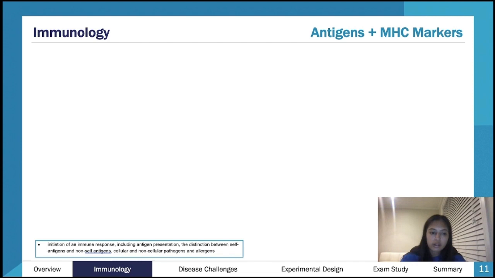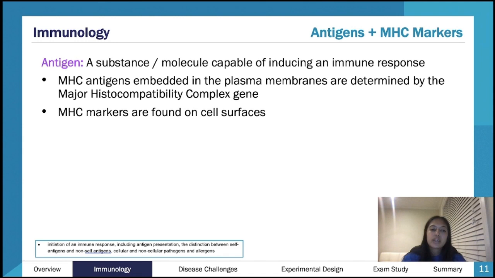Okay, so in terms of our actual immunology stuff here, an antigen, very important definition to know, is a molecule that is capable of inducing an immune response. So we've got our self and our non-self antigens. On our pathogens, they will have their own little antigens. If we're thinking of a bacteria, maybe just a little protein on the capsule, or if we're thinking about the virus, like a spike protein, that is the antigen. I like to think of antigens as name tags. It's just like a little name tag basically identifying what that pathogen is.